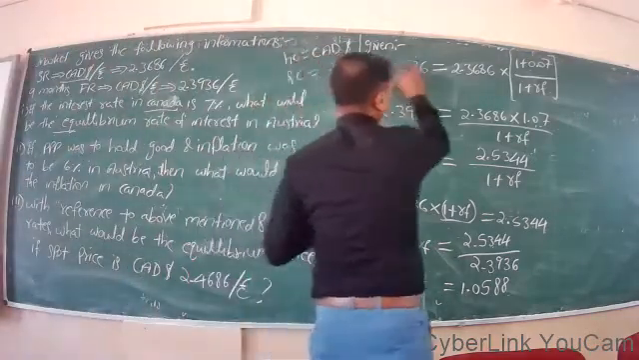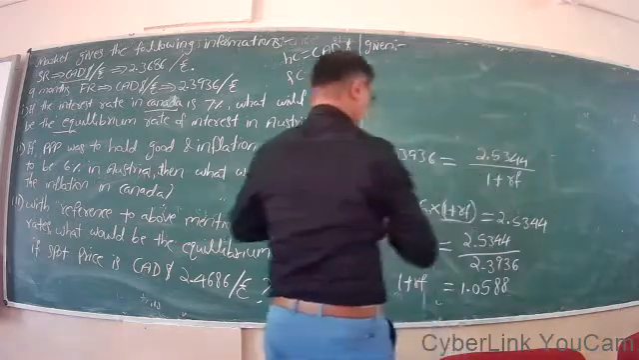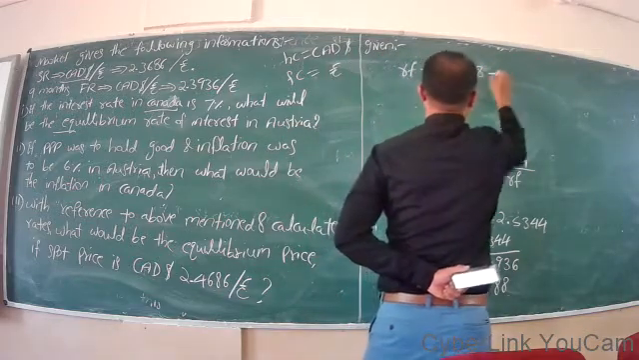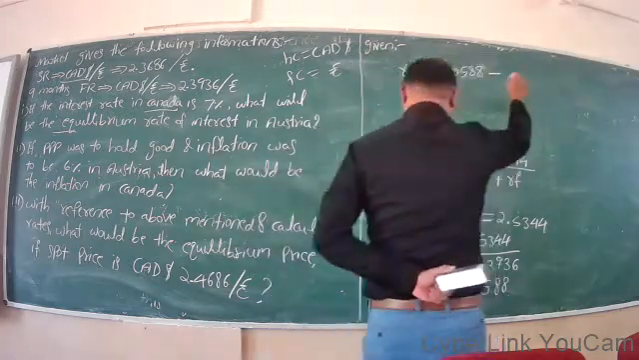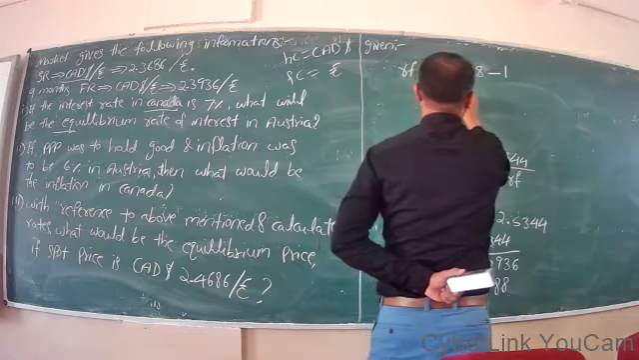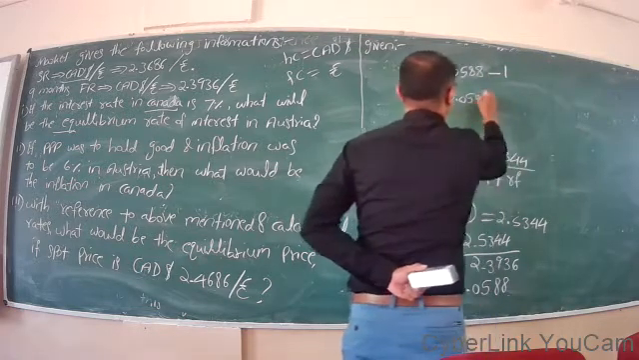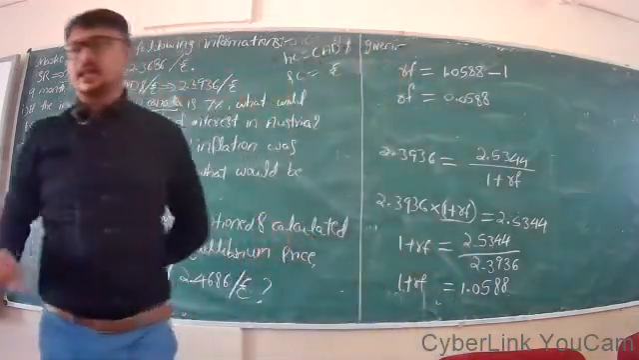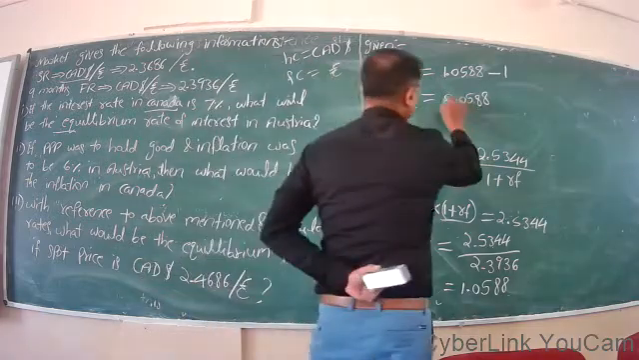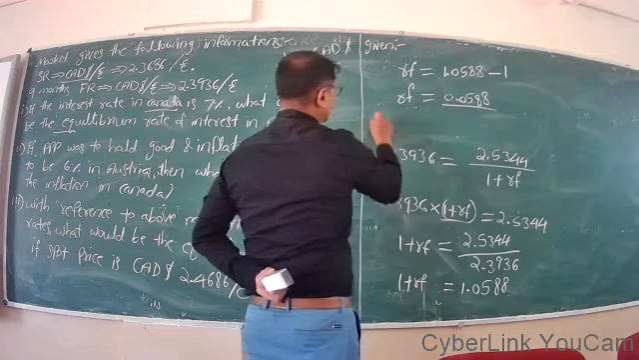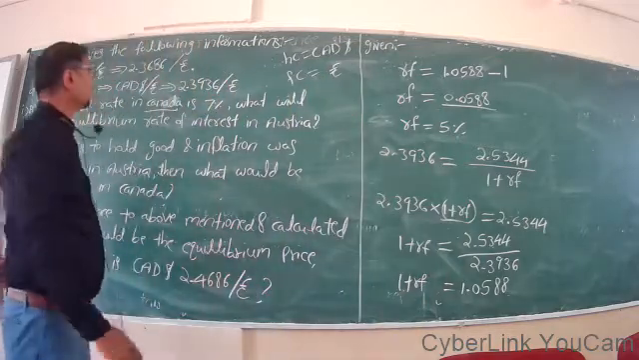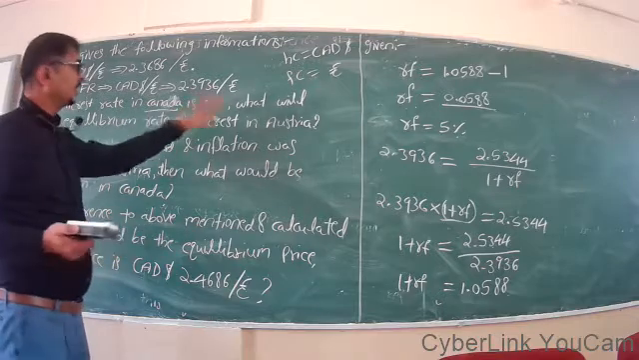Now to simplify further, RF equals 1.0588 minus 1, since if we take the 1 to this side it becomes minus 1. So that equals 0.0588. That is RF. That means we are calculating the rate of interest in the foreign country. So the rate of interest in Austria, RF, is equal to 5%.